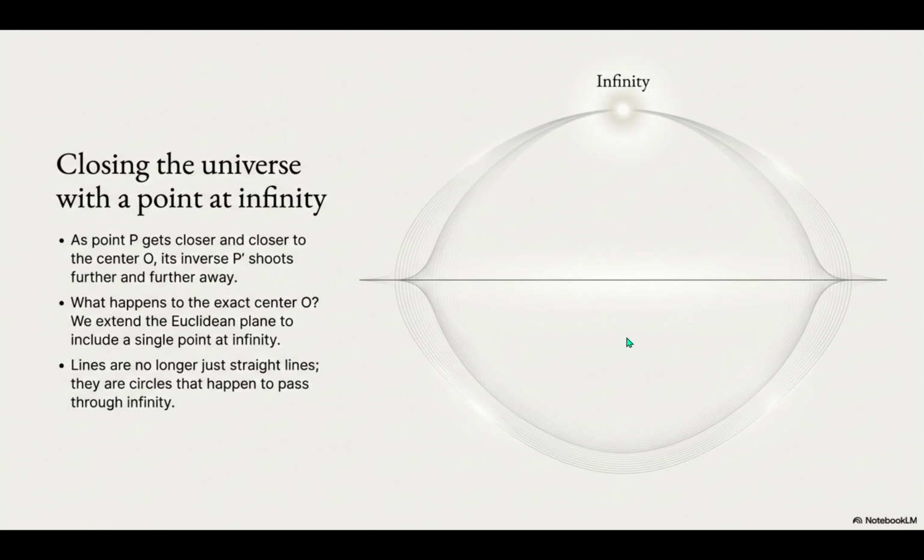Well, if we connect this to the bigger picture, this is where mathematicians had to get incredibly creative. Standard flat geometry, what we call the Euclidean plane, it couldn't handle that paradox. It just breaks down. Exactly. So to solve the problem of the center point, mathematicians literally extended the plane to include a single theoretical point at infinity. A point at infinity? How do you even picture that?